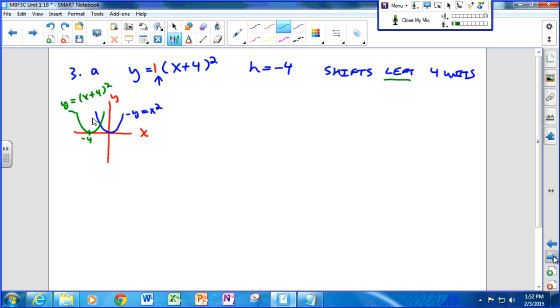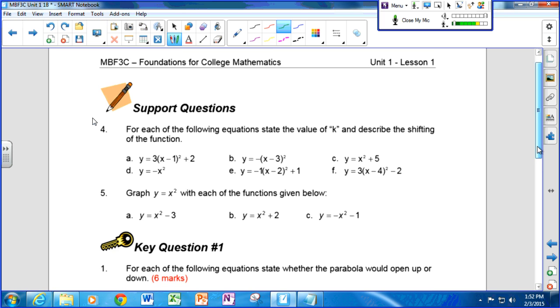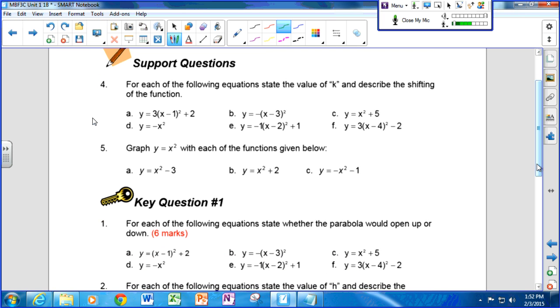And there we go. This should be page 10, yeah, looks like page 10. So for question 4, they're going to ask us, for each of the following equations, state the value of k and describe the shifting of the function. In this case, it's just with k. But it says describe the shifting of the function, so I think we should describe all the shifts here just to be on the safe side.